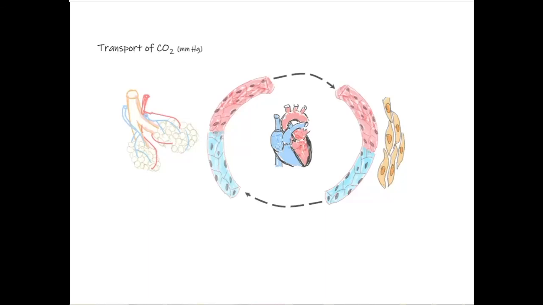Carbon dioxide is continuously produced by our metabolically active tissues, and it must be transported through the blood back to the lungs so that it can be eliminated from the body. Let's begin by looking at the partial pressure gradients that drive this process.